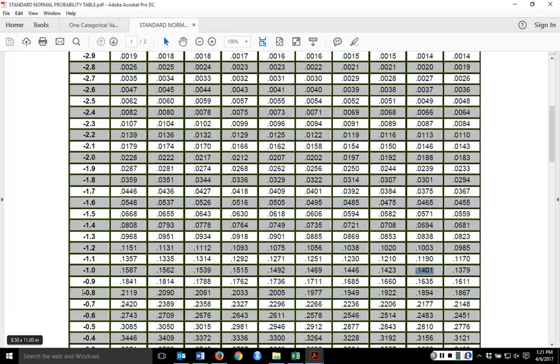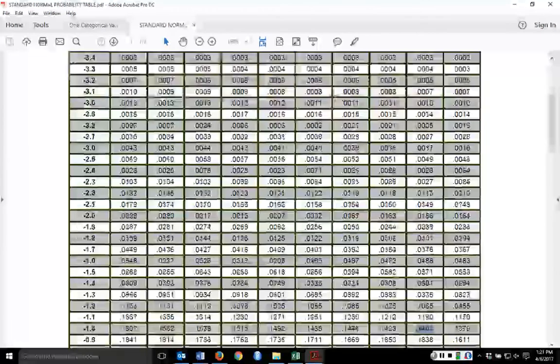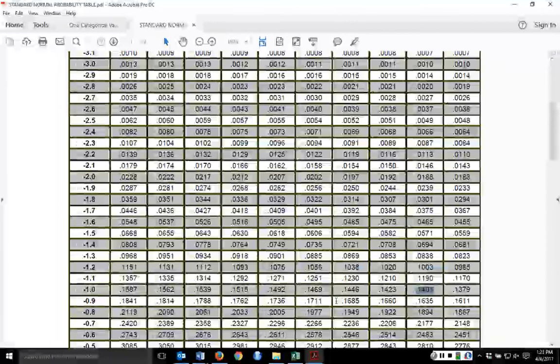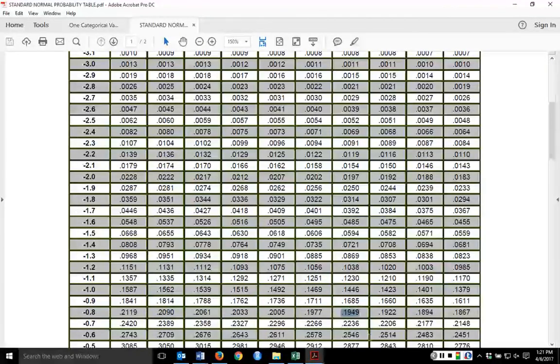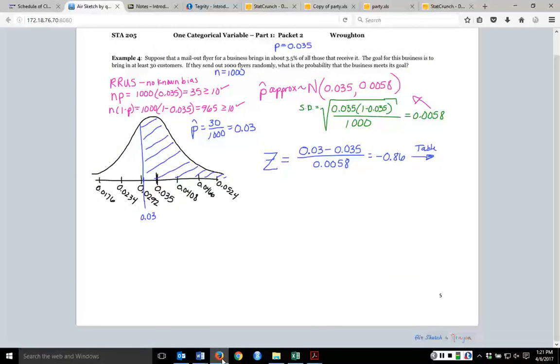So here's our negative 0.8. There's our sixth column. So we're going to find 0.1949 from our table. But again, remember that's what's to the left of that number. So that's over there. So my actual probability, that means the 1 minus rule since we're actually shaded right.